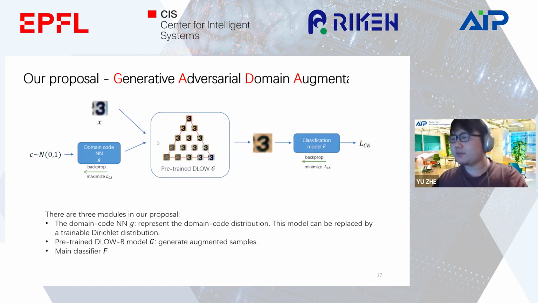There are three modules in our proposal. The first is the domain code NN, small g. This part is used to represent the domain code distributions, and this module can also be replaced by our trainable Dirichlet distributions. The second is a pre-trained DLB model. And the third is the main classifier F. We will use F to do the classification task.